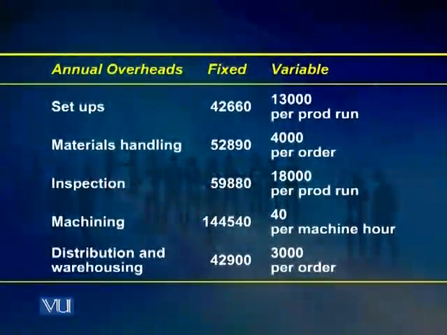Inspection, fixed cost 59,880, variable cost 18,000 per production run. So for inspection, the cost driver is production run, and the rate is 18,000 per production run. Similarly, machining, fixed cost 144,540, variable cost 40 per machine hour. Distribution and warehousing 42,900 is the fixed cost, and 30,000 per order is the variable cost. Number of orders is the cost driver, and the cost driver rate is 3,000 rupees per order.